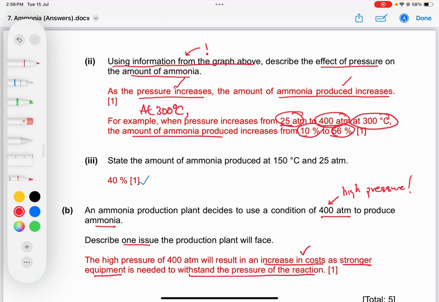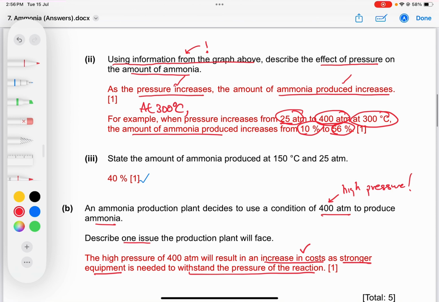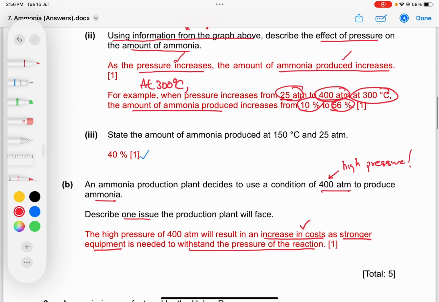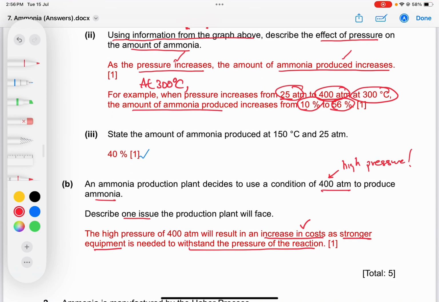So there's a higher cost involved, and it's not just about having that stronger equipment. Actually, maintenance itself also will cost a bit more money as well, okay? Because it is better equipment. So realize that, okay, so far not too bad. Reading the graph, trying to understand the situation, and a bit of real life application as well.